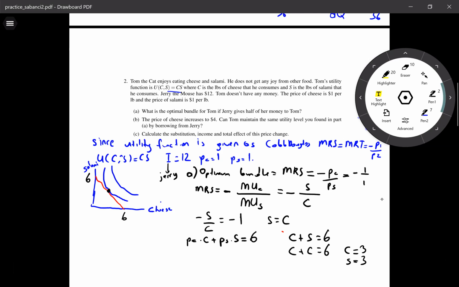So why did we do that? Because in the question, I missed that part. Jerry has $12. Tom initially has nothing. In part A, it says that Jerry gives half of her money to Tom, which means that now Tom has just $6.